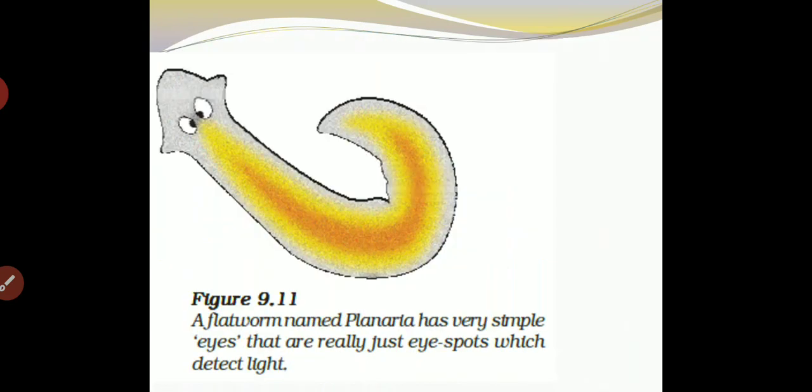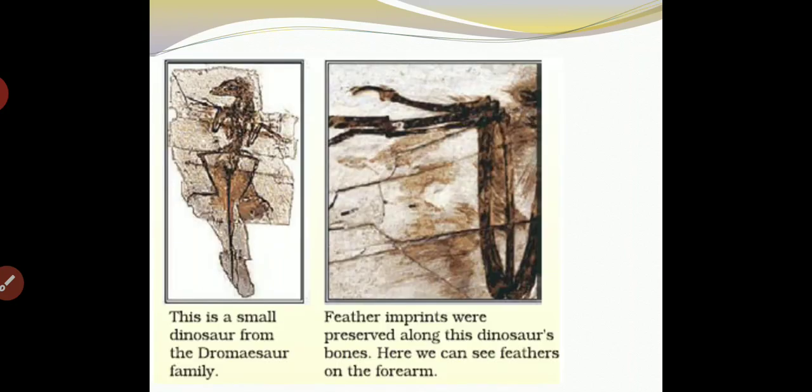Here you can see the same way. This is a small dinosaur from the dromaeosaur family. Feather imprints were preserved along this dinosaur's bone. Here we can see feathers on the forearm. So in both cases you can see this.